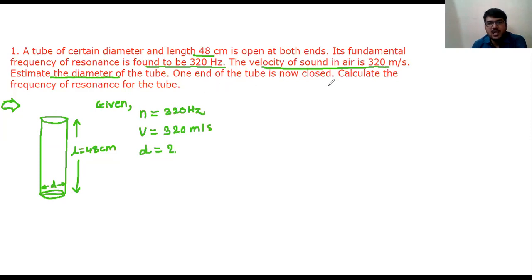One end of the tube is now closed. Calculate the frequency of resonance for the tube. This is for the second part. So first let me solve till here. That is, the diameter of the tube. So first we will find out the diameter of the tube.